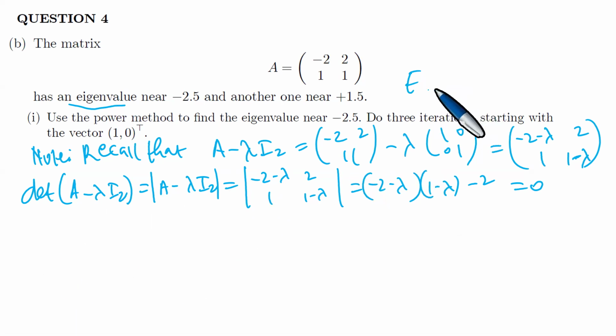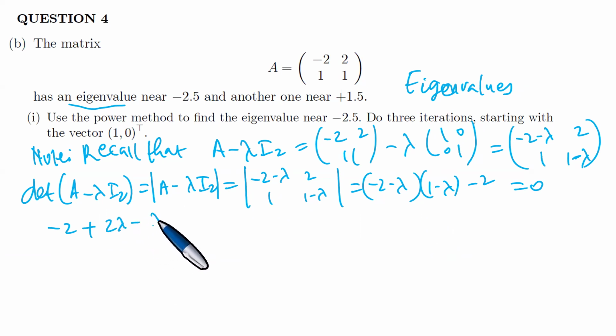Because the matrices we're sometimes going to deal with are large. But yes, I know that this one is just 2 by 2, so it's small. All right, so multiply this out. Minus 2 plus 2 lambda, minus 2 equals 0. Lambda squared plus lambda minus 4 equals 0.